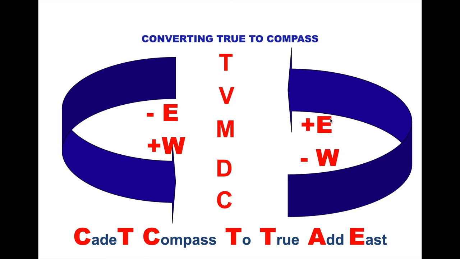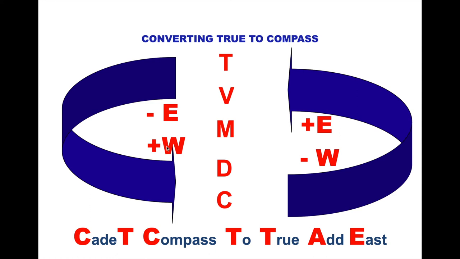I'll say that again. We've got the TVMDC, which I got from Cadbury's Dairy Milk Very Tasty, and we've worked out CADET, which stands for compass to true, add east. So if I go from compass up to true, I add the east. If the east is positive, then the west is negative. If I'm going the other way, it's the other way round. So if I'm going from true to compass, it's minus east plus west.